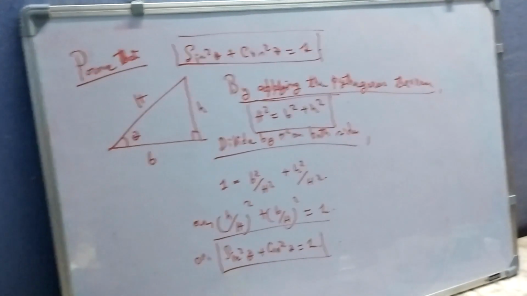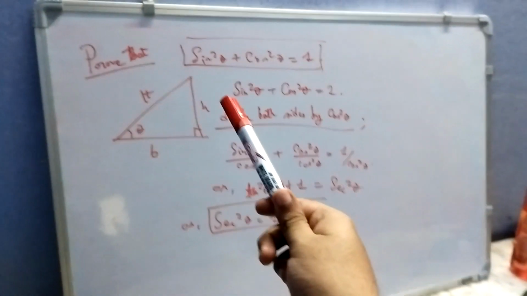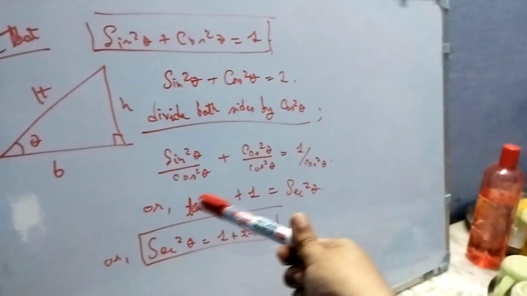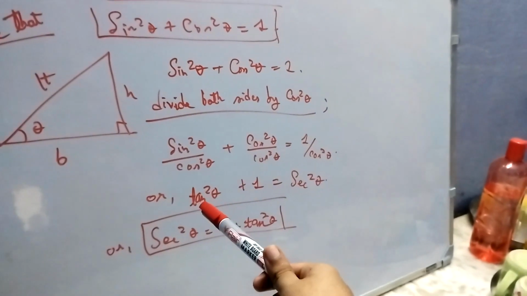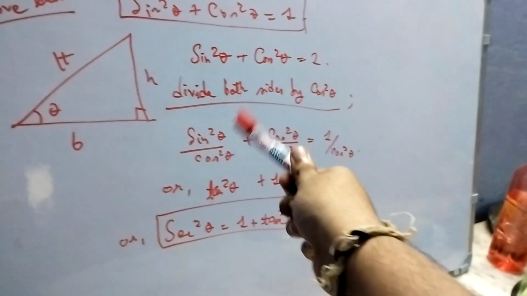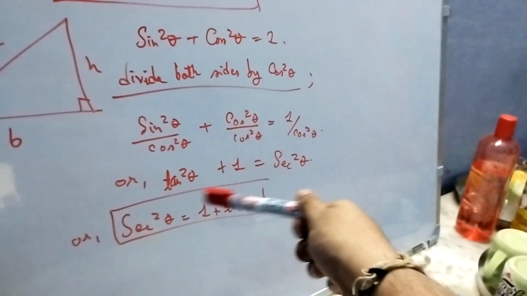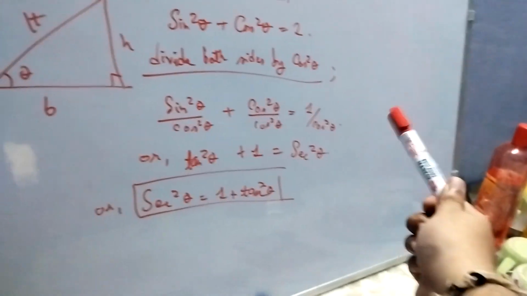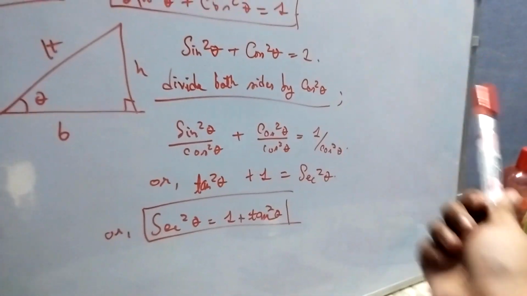I'm erasing it. Well, as you can see, sine square theta plus cos square theta equal to 1. Divide both sides by cos square theta. Sine square theta by cos square theta, sine theta by cos theta is tan theta, so tan square theta, and cos square theta by cos square theta cancels to 1. Cos inverse, the reciprocal, is sec, so sec square theta equal to 1 plus tan square theta.